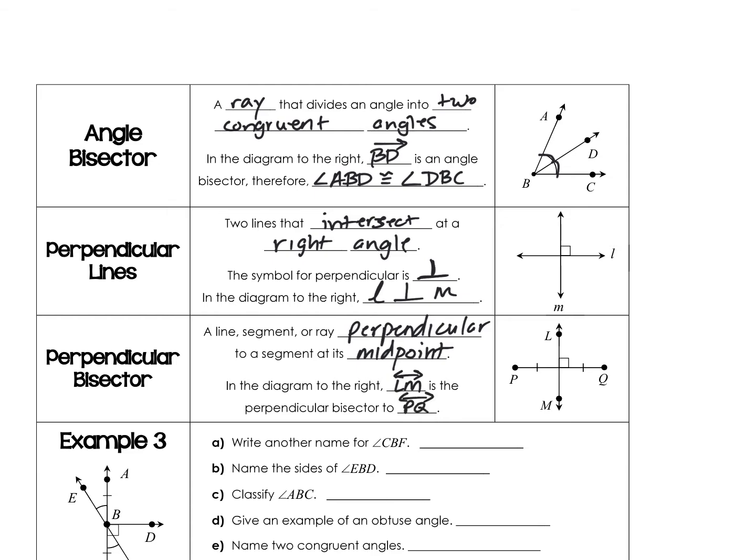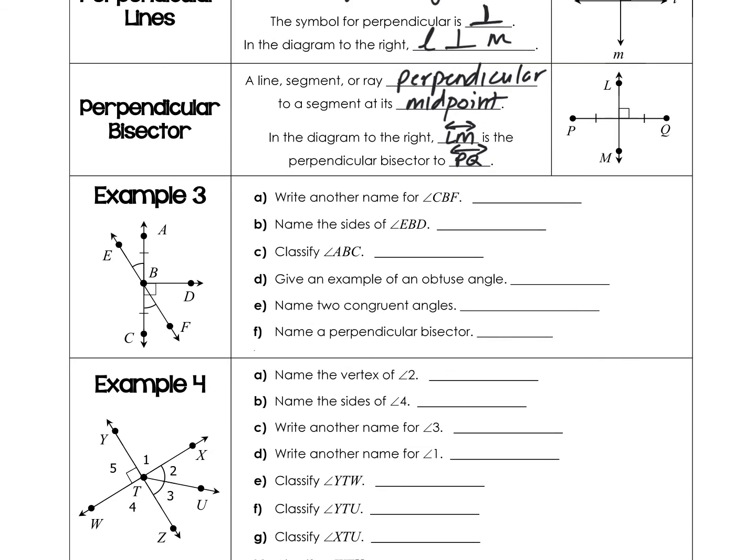Okay. All right, example 3. Write another name for angle CBF. CBF here. Actually, I'm going to use my highlighter. Another way to name CBF would be FBC. We cannot use the vertex in this example because that is the vertex of multiple angles in this diagram.